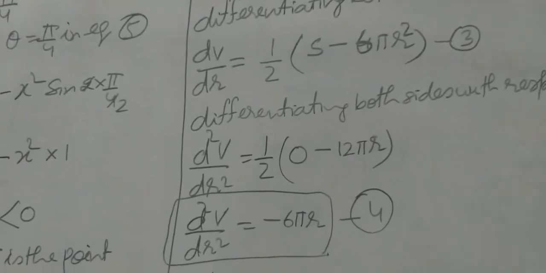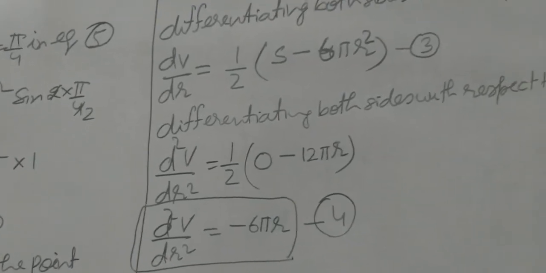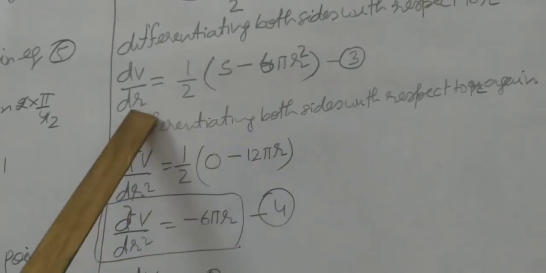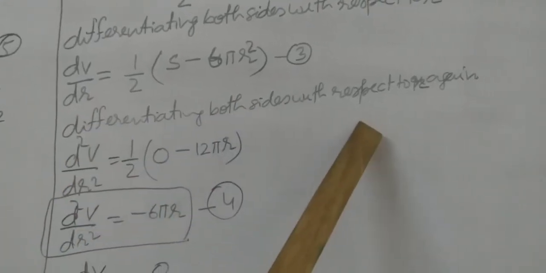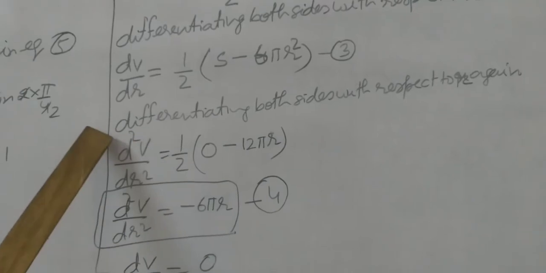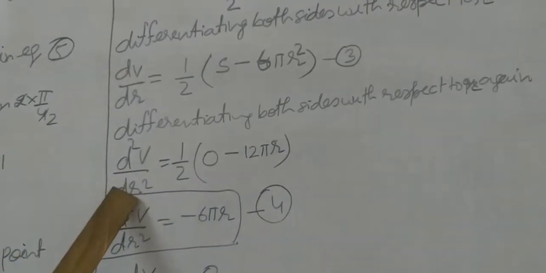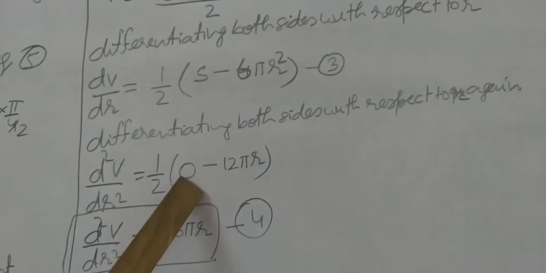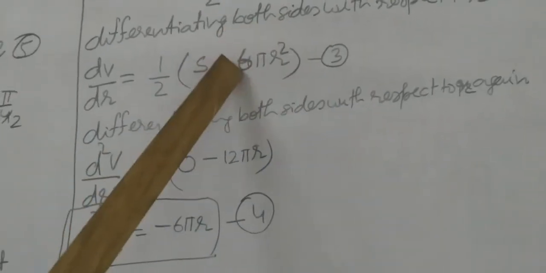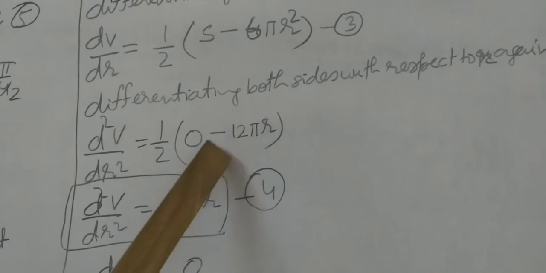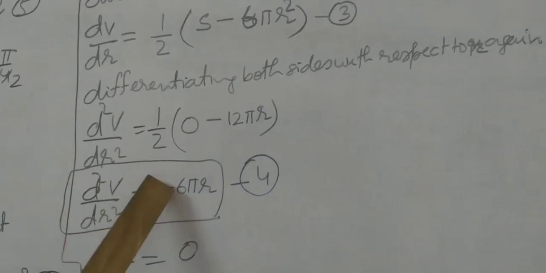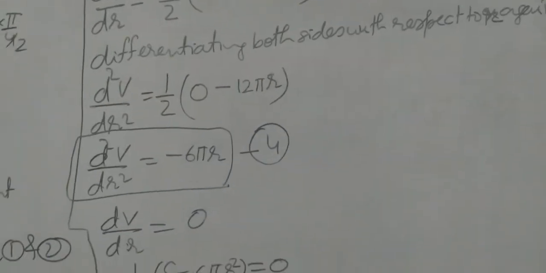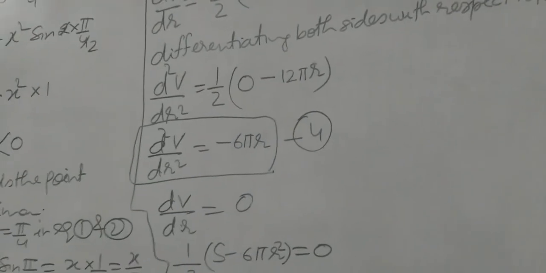Now students, we want to use the second order derivative test. That's why one more time we are going to differentiate it with respect to r. So d square V upon dr square equals 1 upon 2, S derivative is 0, minus 12 pi r. So d square V upon dr square equals minus 6 pi r, since 2 sixes are 12. This is equation number 4.